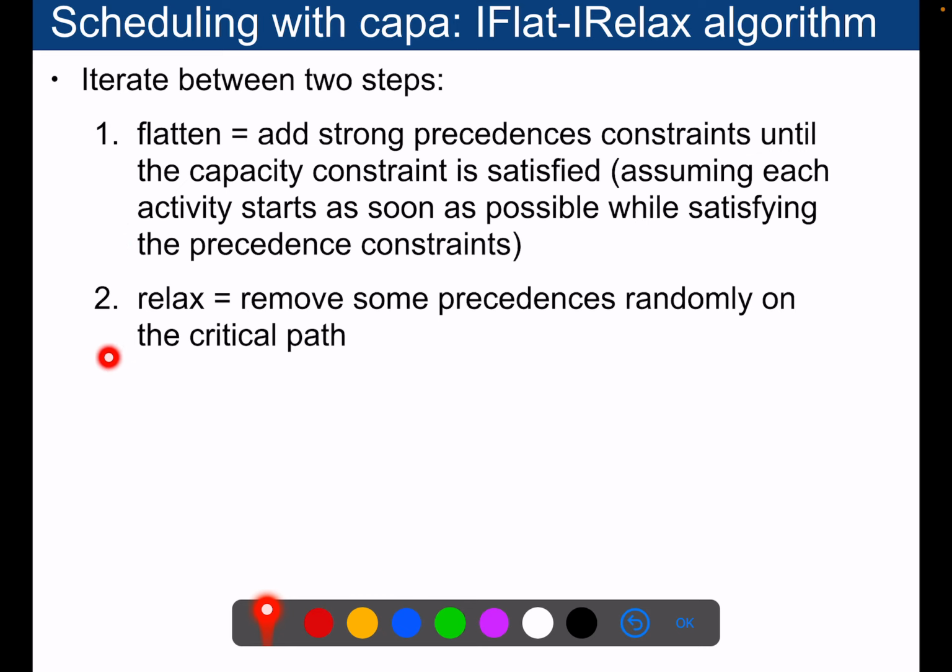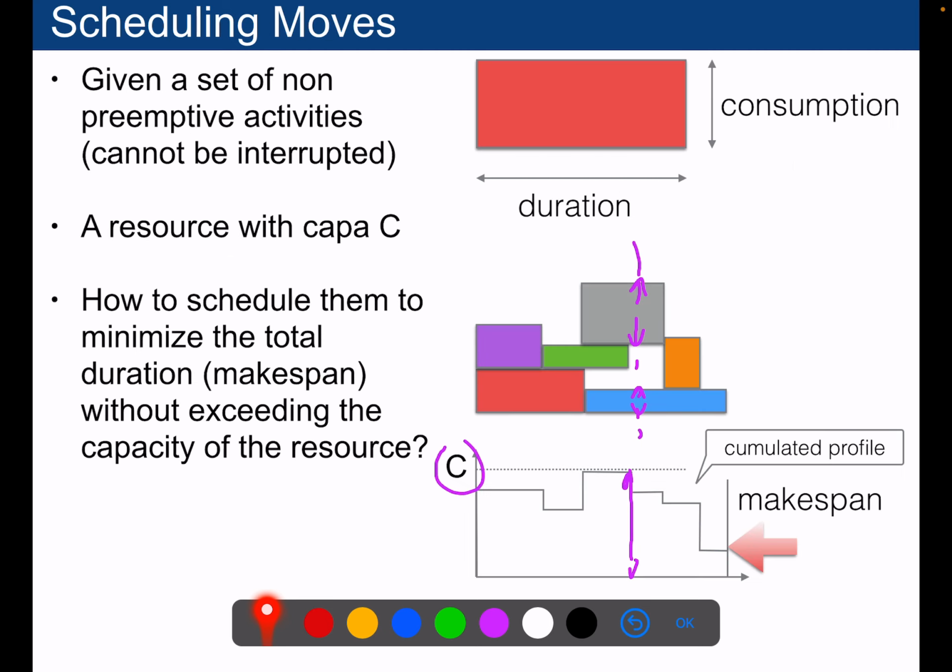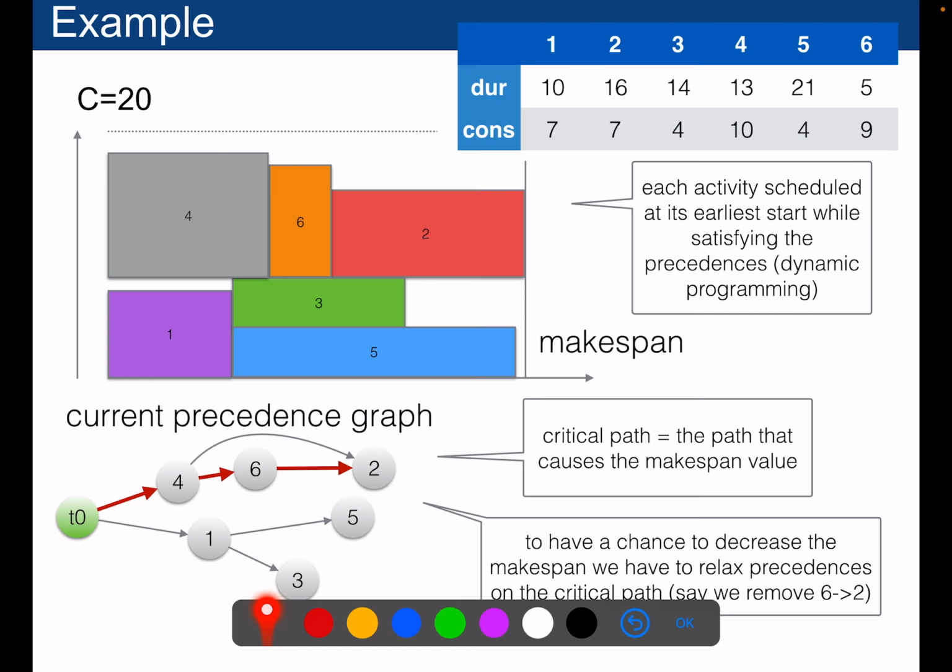So we will relax a little bit this solution by removing some precedences randomly on the critical path so that we can improve the total execution time, so the makespan of the problem. This is what we call the makespan, right? The final time at which you finish the schedule is called the makespan. Let's see visually what it gives.